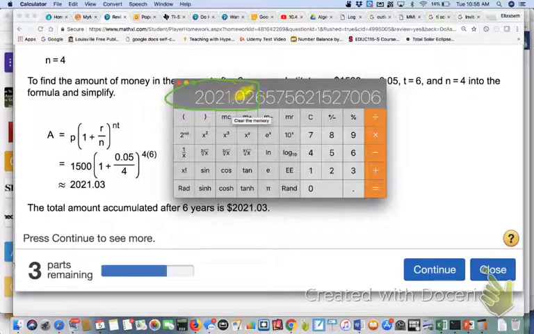And as you can see, my answer that the calculator gave me, if I'm rounding to the nearest 10th or 100th, because we're talking about money, that 02 would raise up because the number next to it is bigger than 5. So my answer rounds to the same answer that they got.